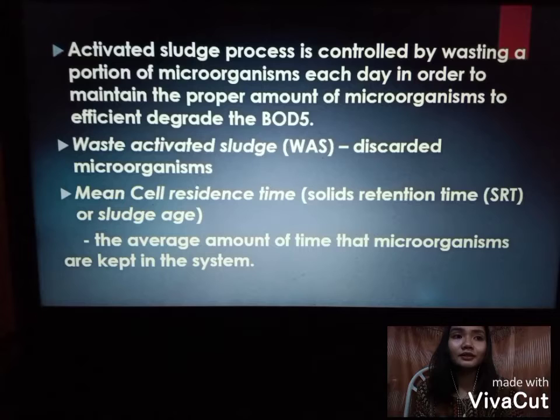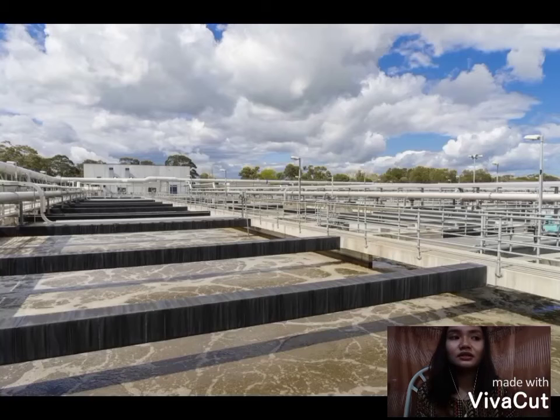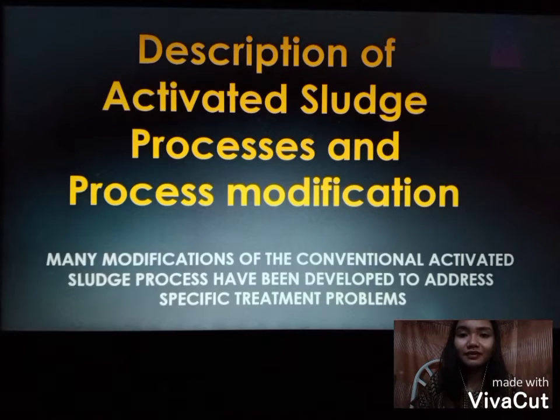The activated sludge process is controlled by wasting a portion of the microorganisms each day in order to maintain the proper amount of microorganisms to efficiently degrade the BOD. Next, we have the description of activated sludge processes and process modifications. There are lots of modifications of the conventional activated sludge process developed just to address specific treatment problems that may occur every time they will be processing activated sludge.